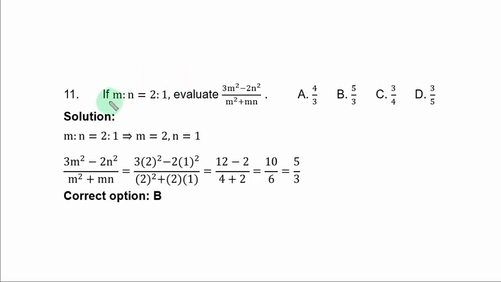Question 11. If m ratio n is equal to 2 ratio 1, evaluate 3m squared minus 2n squared over m squared plus mn. By the given ratio, it implies that m is equal to 2 and n equal to 1. So in the algebraic fraction, where you have m, you replace m with 2, you replace n with 1, and you have this step. If you simplify further, you have 12 minus 2 over 4 plus 2, and that gives 10 over 6. Divide through by 2, you have 5 over 3. B is the correct option.